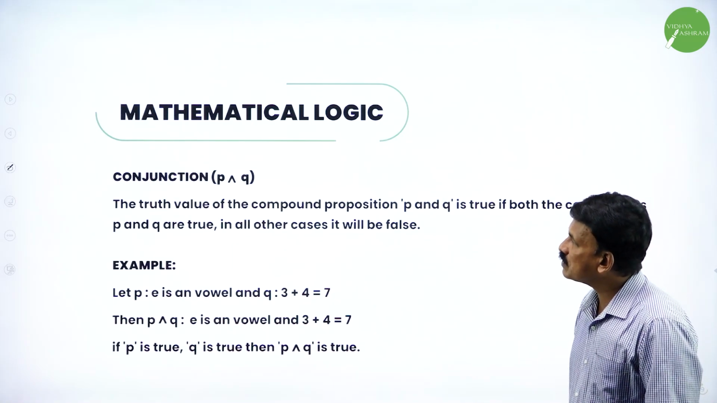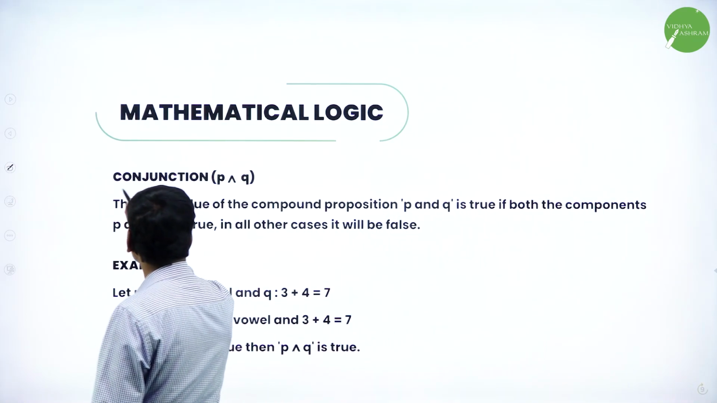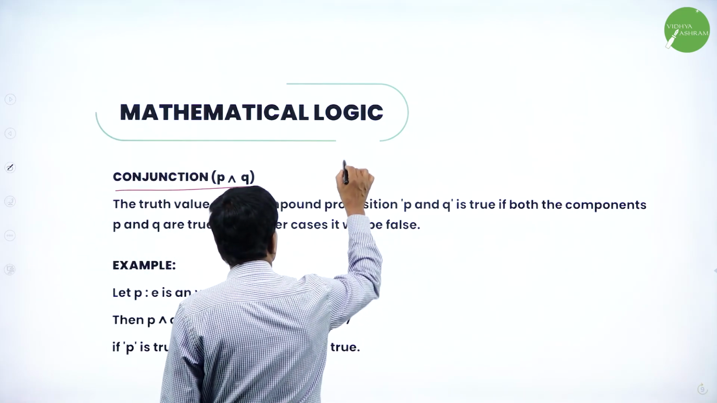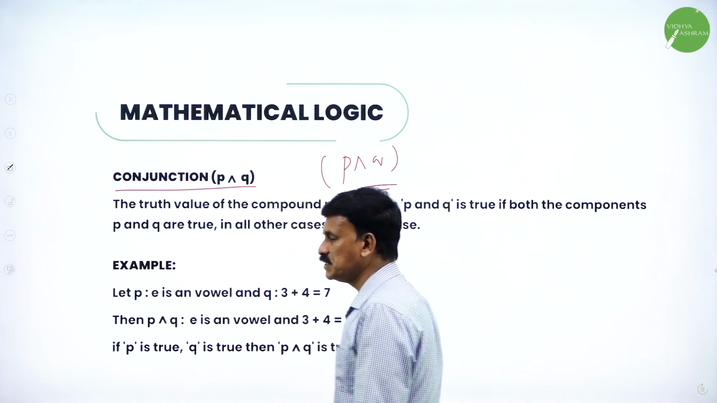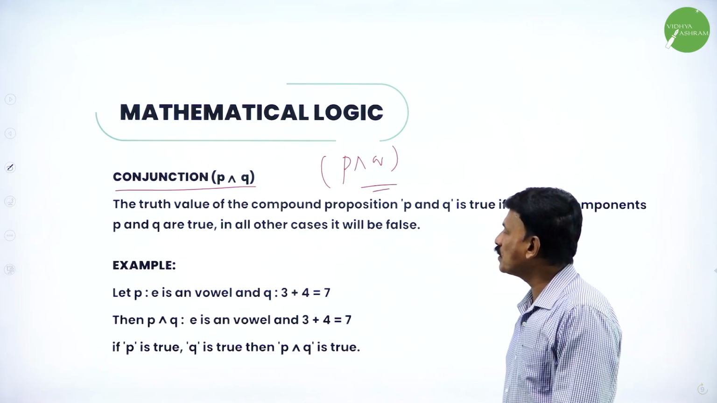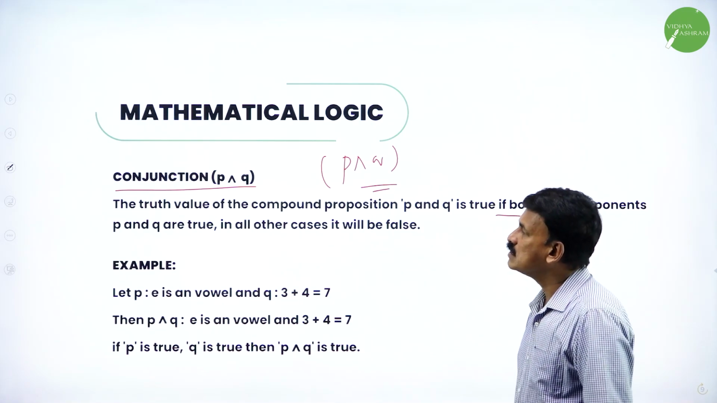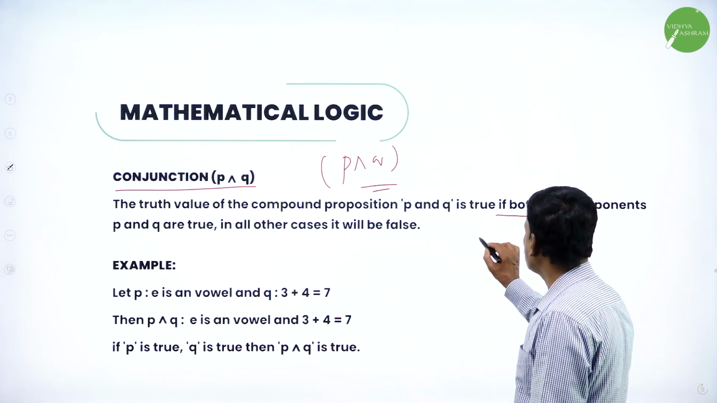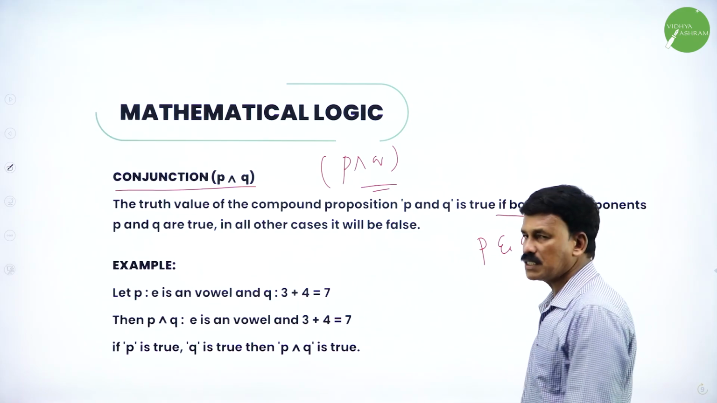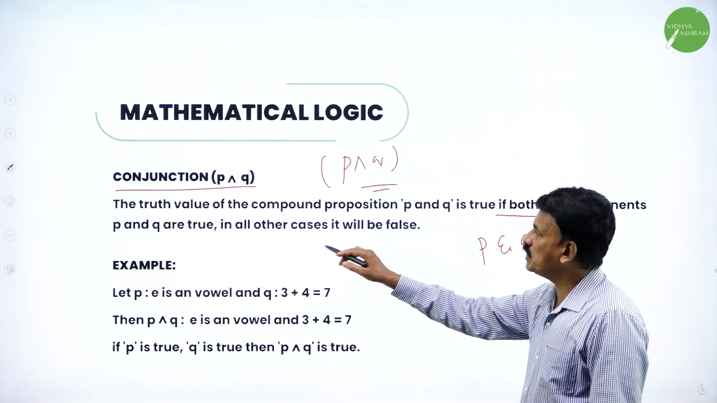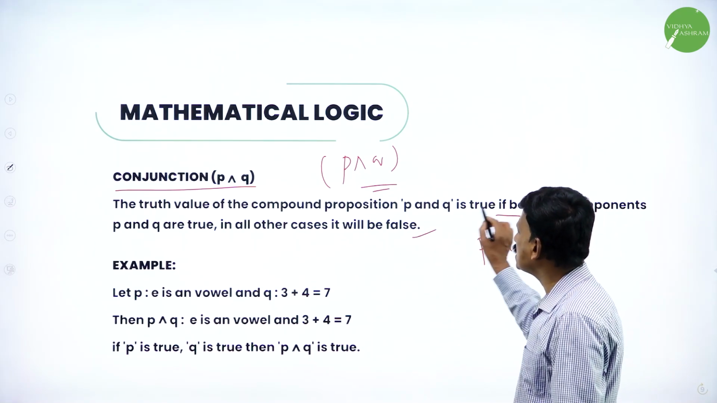Now let us move on to the first connective, conjunction. Very important concept. Conjunction is denoted as P ∧ Q, the reverse V, and that is called conjunction. The truth value for the compound proposition P and Q is true if both the components P and Q are true. If both P and Q are true, then the conjunction is true. In all other cases, it is false.